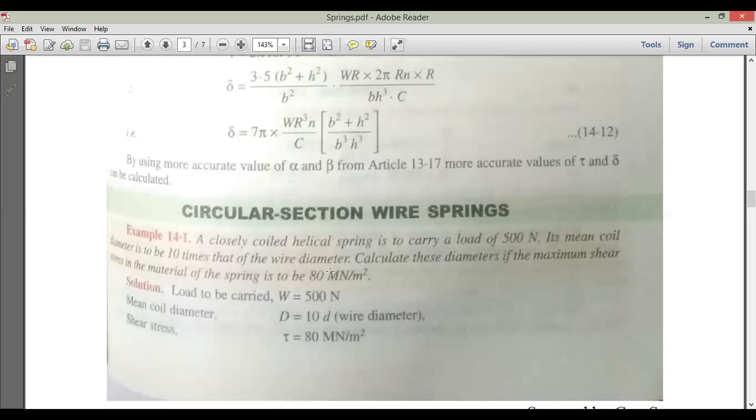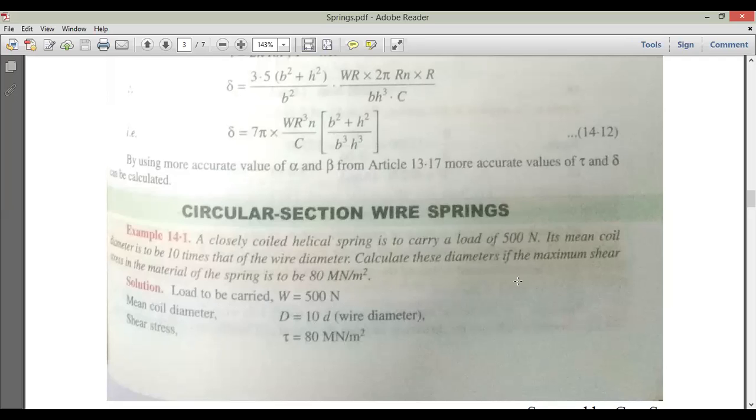This spring is a closely coiled helical spring, and it is supposed to carry a load of 500 Newton. It means the coil diameter is to be 10 times that of the wire diameter. In the case of a closed coil helical spring, we take the coil diameter to be 10 times the wire diameter. So we can say capital D equals 10 into small d, where d is the wire diameter.